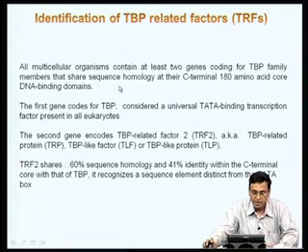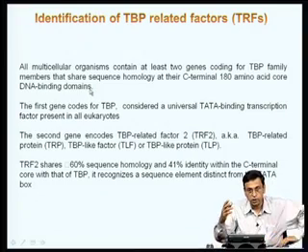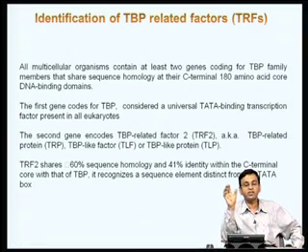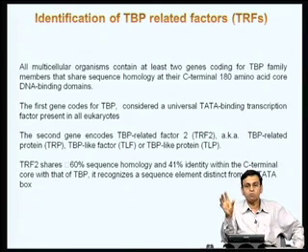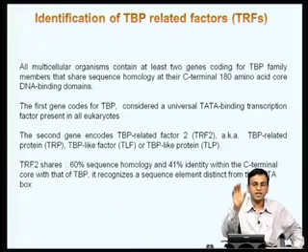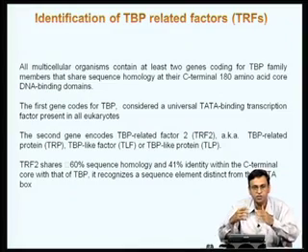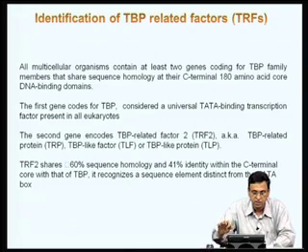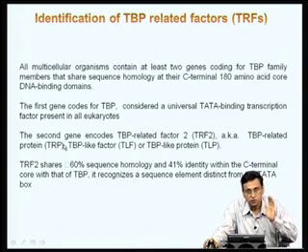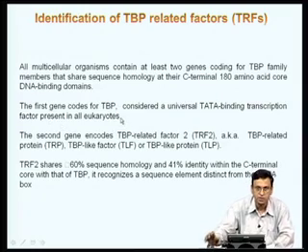All multicellular organisms contain at least two genes coding for TBP family members that share sequence homology in their C-terminal 180 amino acid core DNA binding domains. As you know, TBP is a TATA box binding protein. That means it needs to have a DNA binding domain, and this DNA binding domain is present in the C terminus of the TATA binding protein, through which it binds and recognizes the TATA box. And usually, when you identify genes coding for TBP, this C terminal domain is conserved in many of them. The first gene identified as coding for TBP, which is considered the universal TATA binding transcription factor, is present in all the eukaryotes, and its job is to bind to the TATA box.